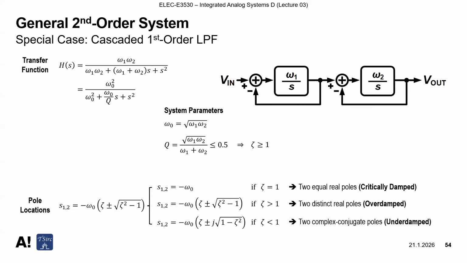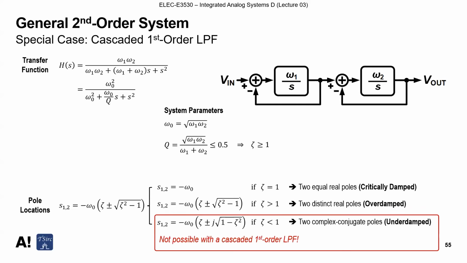The pole locations of the generalized transfer function of our second-order system have these kinds of conditions, right? For zeta equal to 1, zeta larger than 1, and zeta less than 1, we have different pole locations and different pole equations like this. And in our case, for cascading the two first-order low pass filters, it's not possible to build this imaginary term, right? Because our zeta is always larger than or equal to 1. So it is not possible with cascaded first-order low pass filters.